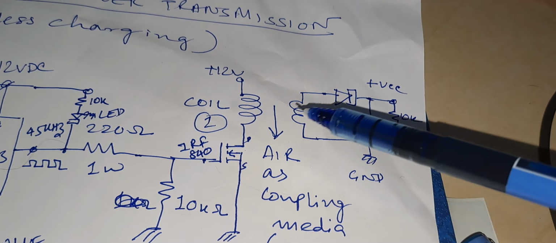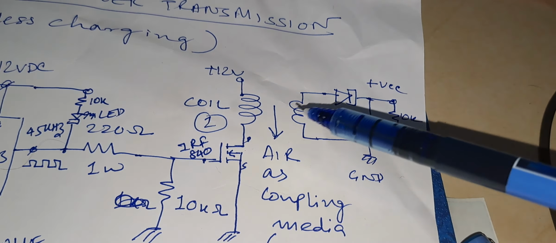As you can see on the circuit, this is your coil. This is your primary coil, coil number 1, and there is another coil. I will show you. This is your coil number 2. See, this is your coil number 2. This is the second coil. Now I will show you the circuit on the breadboard.